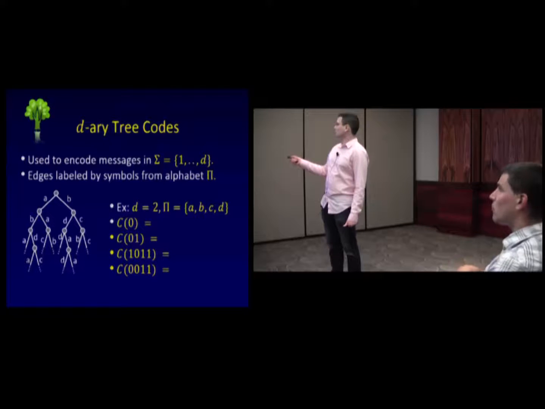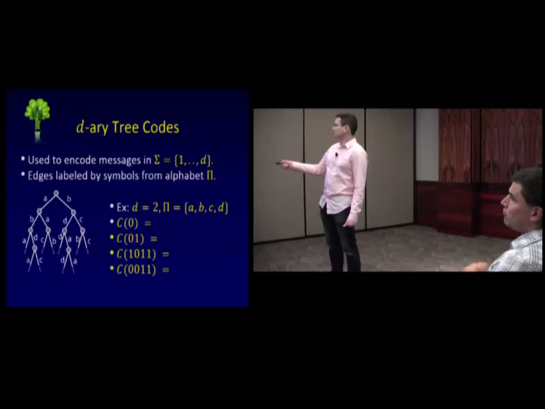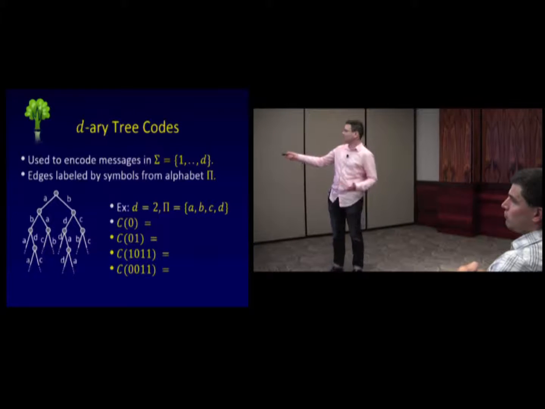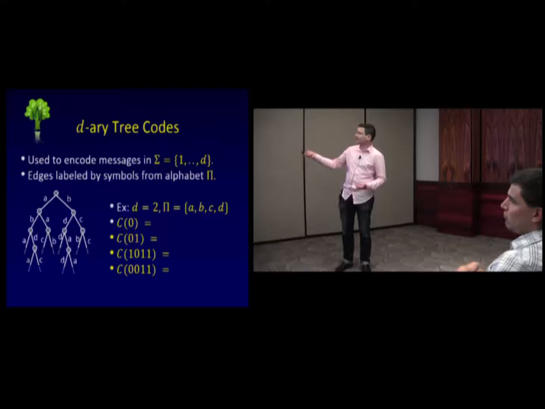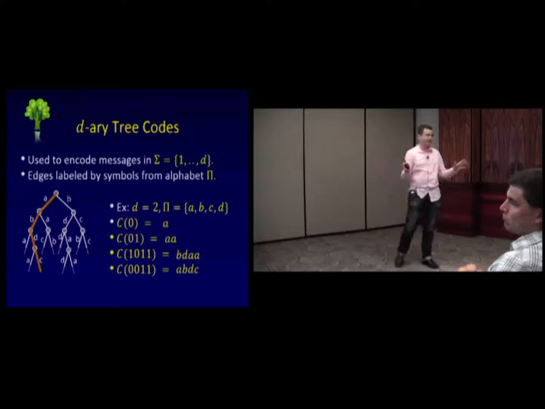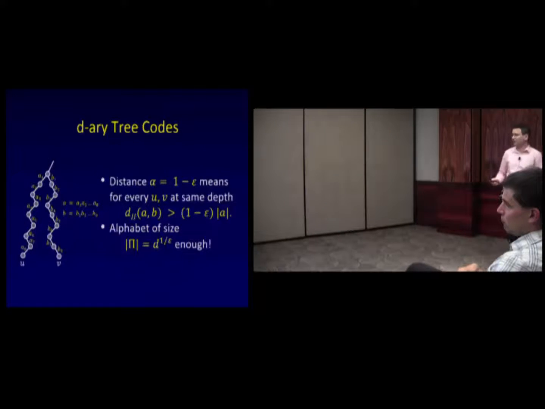The tree code is used to code messages from some alphabet. You should think about it as a d-ary tree. Here d is equal to 2, so you have a binary tree, and you label each edge of the tree with an alphabet Sigma, which is typically bigger. Here d is 2 and Sigma is 4. Basically the way you encode is you follow down the tree. So the encoding of 0 is A. The encoding of 0, 1 is AA. The encoding of 1, 0, 1, 1 is B, D, AA, and so on. So that's the tree code object.